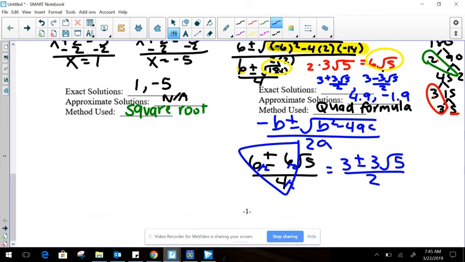Okay, so those are 3 problems I just walked you through. I recommend starting with the square root ones, getting those out of the way. Then with the last problems, you can decide if you can find factors, then you factor it. If there are no factors possible, then you're going to use the quadratic formula. Okay, good luck.